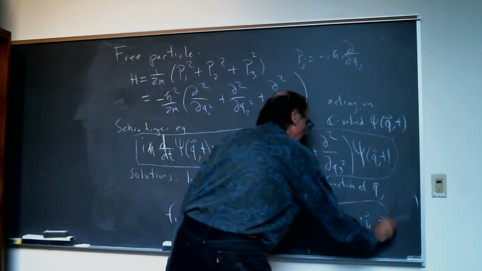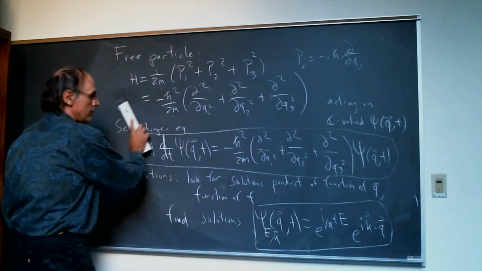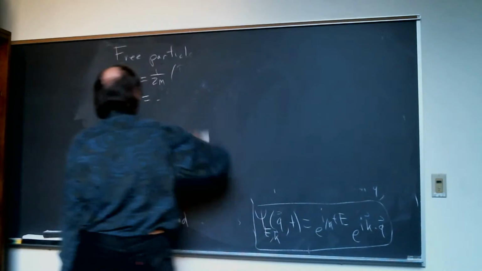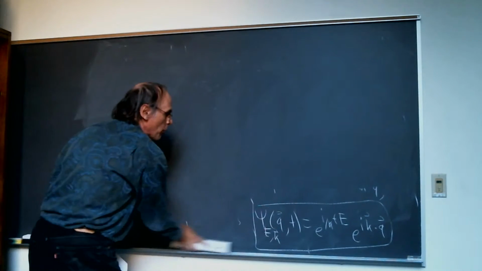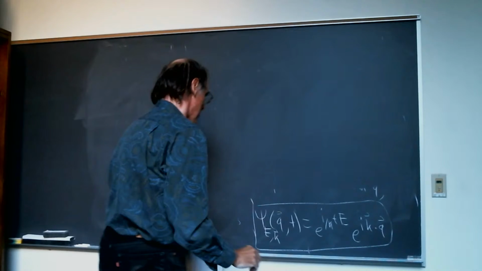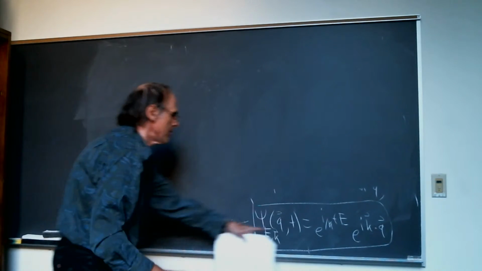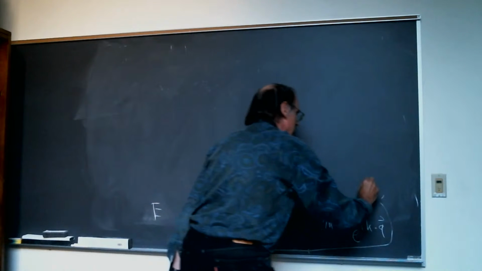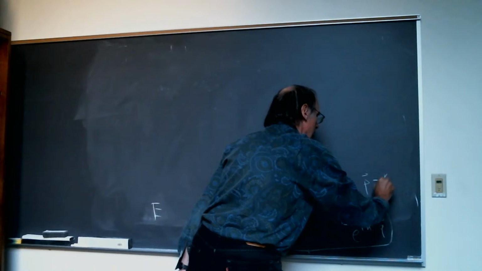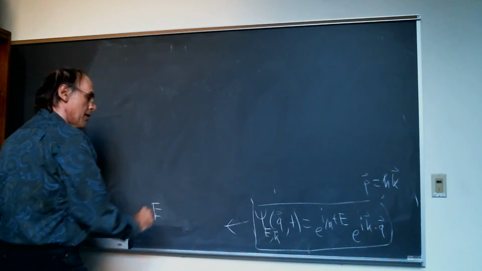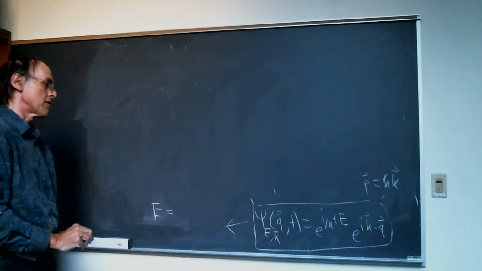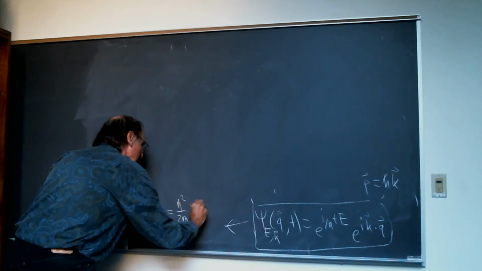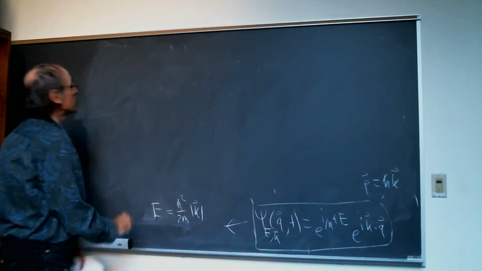And to make this be a solution, you need E. What you have is that P vector is h bar k vector, and you have here that E has to be P squared over 2m, so it's h bar squared over 2m times the absolute value of k vector squared. So these are solutions.